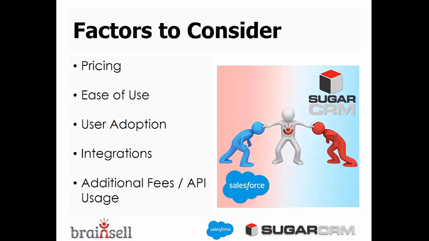Finally, there are things like additional fees, API usage. That kind of speaks to the first bullet point. Your total pricing is not just the license cost. You may also have to think about add-ons. If you have to add on something to one of these products, you've got to pay for that add-on. It could be a third-party tool.